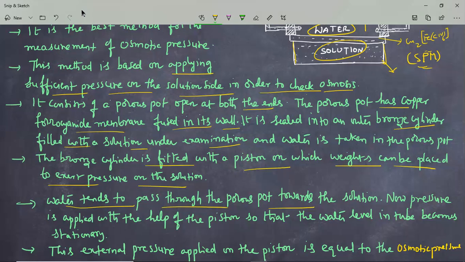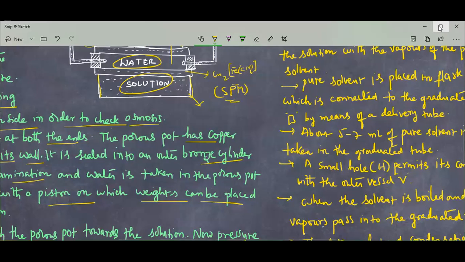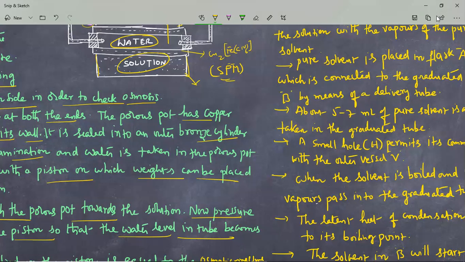The pressure is applied with the help of the piston so that the water level in the tube becomes stationary. Once the water level becomes stationary, definitely we can understand that osmotic pressure is applied. So the external pressure which is applied on the piston is equal to the osmotic pressure. That is what we will call osmotic pressure. So what is osmotic pressure?